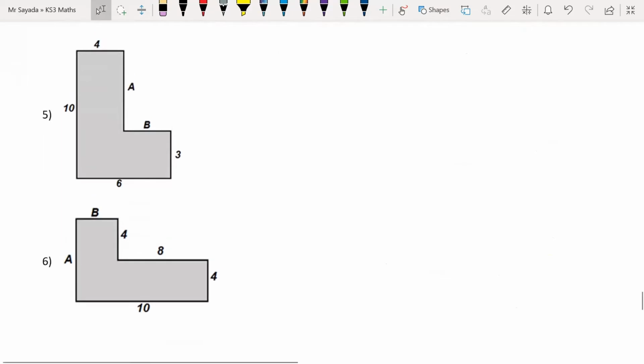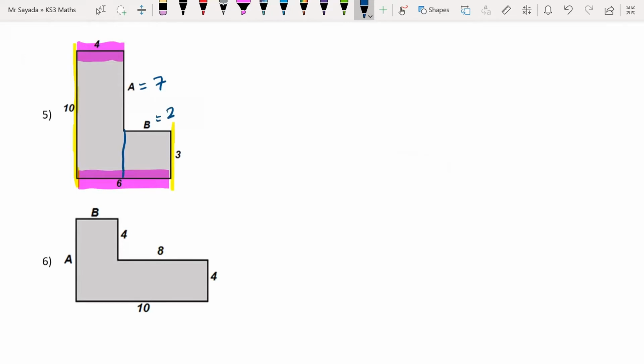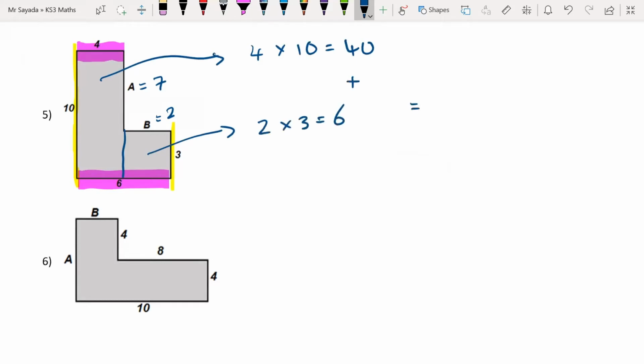So first thing to do is find these missing lengths. We'll start by working out A. To work out A, I think about this is 10 and this is 3, so that means A must be 7. Then I'm going to work out what B is. This is 4, this is 6, so that means B must be 2. Now I can split it into two rectangles and work out the area of each one. This rectangle is 4 times 10, which is 40. This rectangle is 2 times 3, which is 6. Add them together, makes 46 centimeters squared.